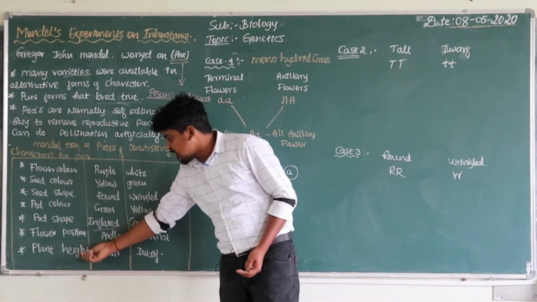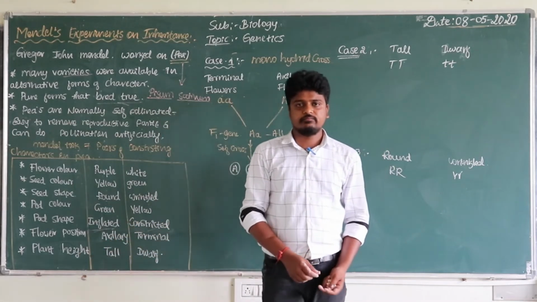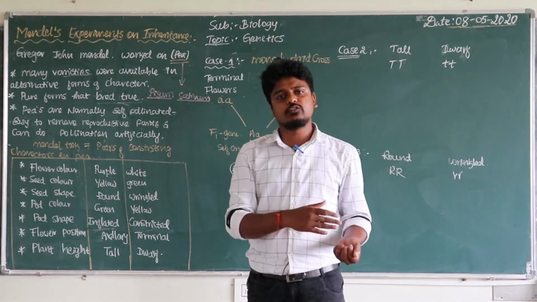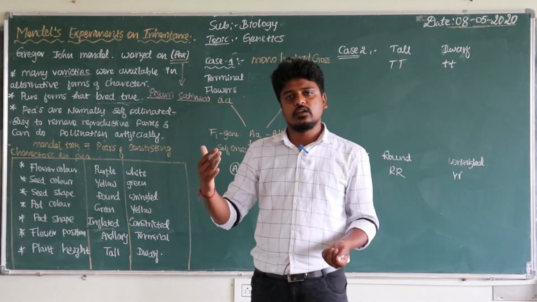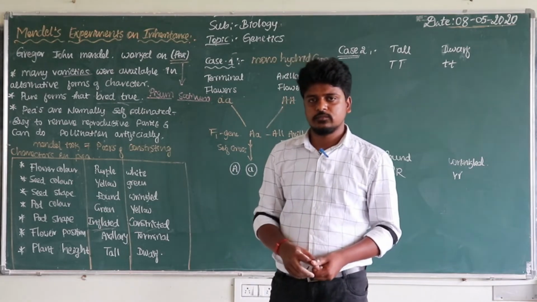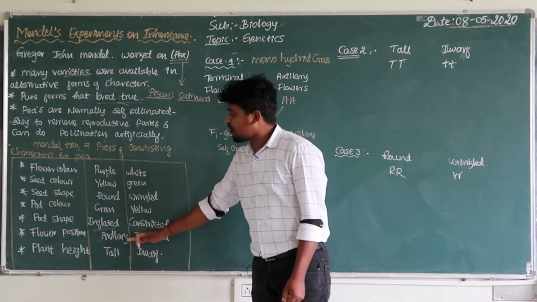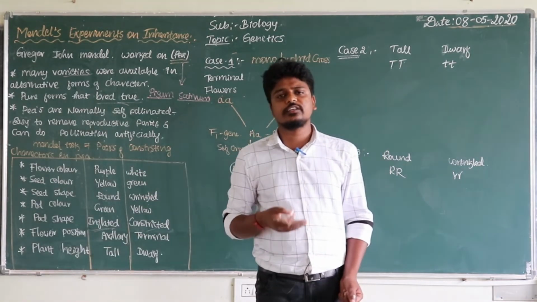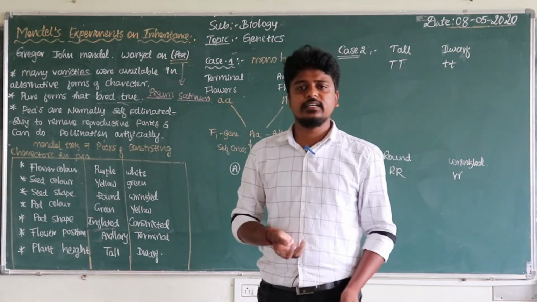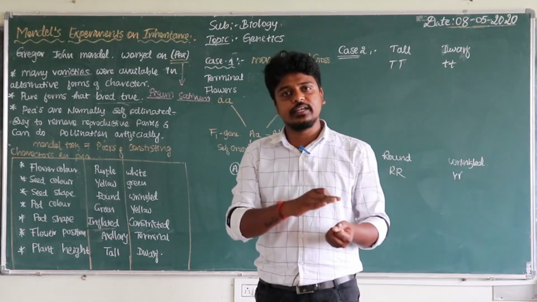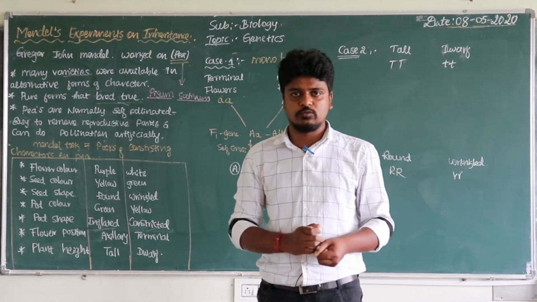And the next one, the plant height. He has selected two different types of plants. The one plant that would be the tallest, the one plant that would be the dwarf, the short plants. So on the basis of all these 7 contrasting characters, he worked and mainly succeeded to get to know the new varieties and also how to maintain the same varieties for the next future generations also.